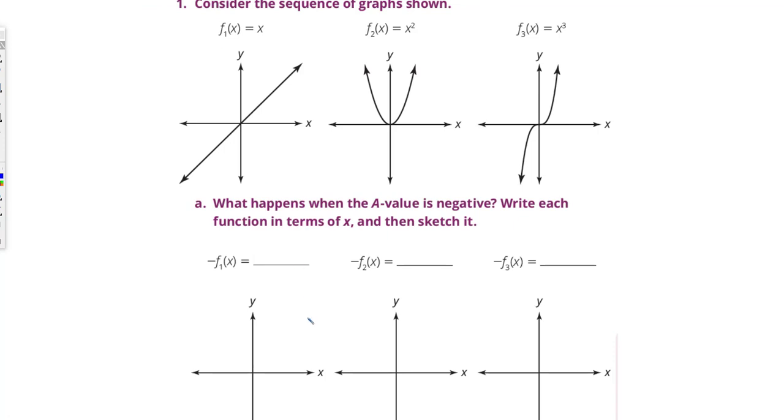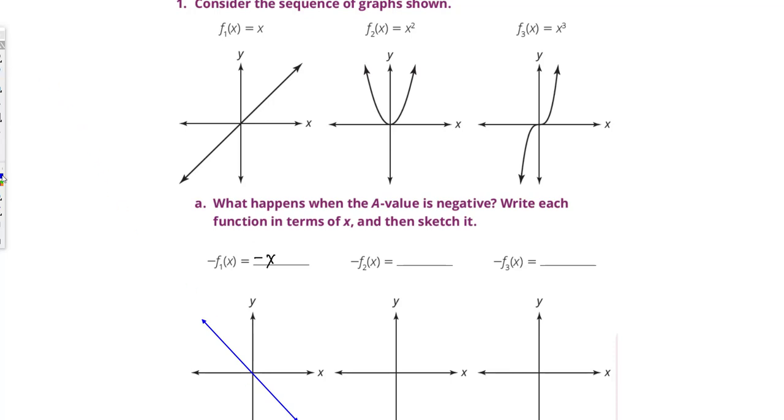So we're going to actually take and figure out what happens when we do different things. So when the a value is negative, that means there's a negative in front of it. So that would be negative x for this one. What would change about my graph? What is different? The line goes the opposite way. The line falls as it goes to the right.